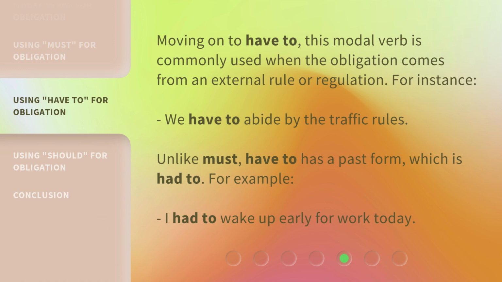Moving on to have to. This modal verb is commonly used when the obligation comes from an external rule or regulation. For instance, we have to abide by the traffic rules. Unlike must, have to has a past form, which is had to. For example, I had to wake up early for work today.